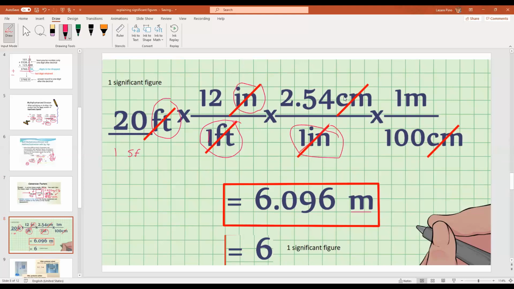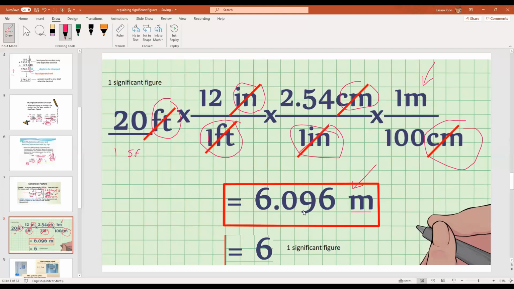Then the answer is in centimeters. But I want to convert this into meters. And I know that 100 centimeters is 1 meter. And then I cancel centimeter with centimeter, and the answer will be in meters as I want. Then you multiply 20 by 12 by 2.54 by 1, and you divide it by 100, and you get in your calculator this big number.